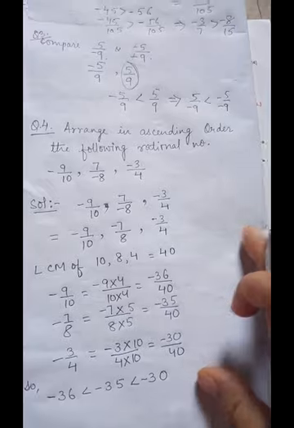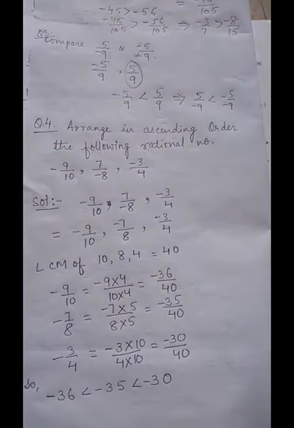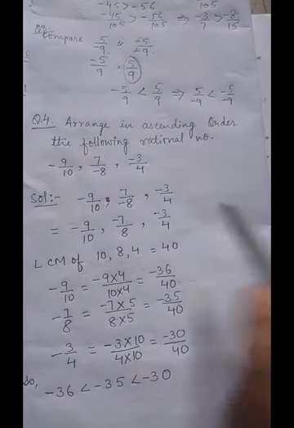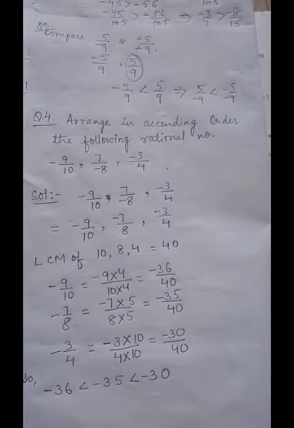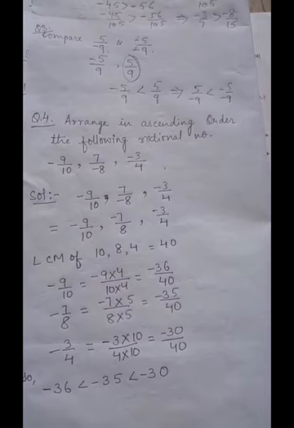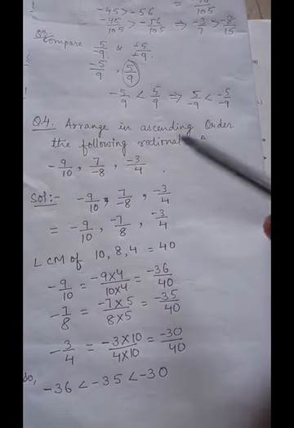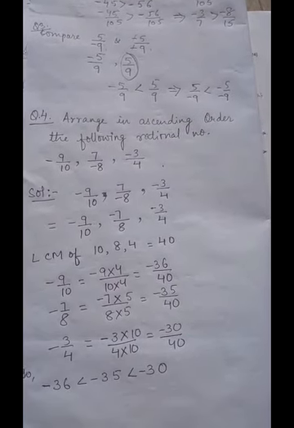Now come to question number 4. Arrange in ascending order the following rational numbers. Some rational numbers have been given to you. You have to arrange them in ascending order. Ascending means the smaller one first, then the bigger ones.